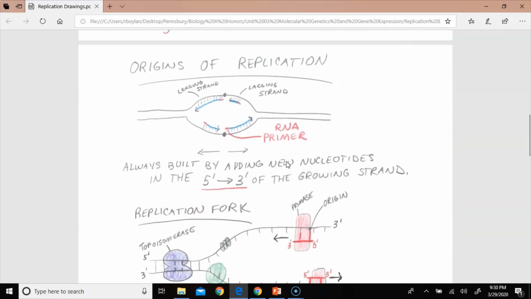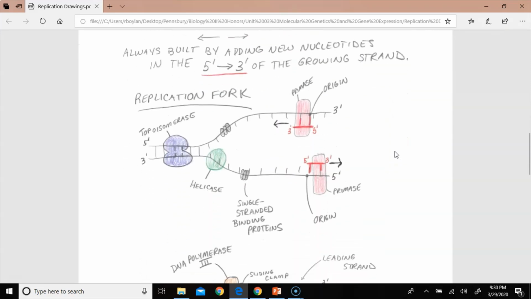Okay, so once you know that, we talked today about the origin of replication, how you have certain spots where DNA replication can begin, and it opens up these bubbles, and then at either side you're going to have the replication fork. So of course you need an RNA primer, and you're always going to build in the 5' to 3' direction. At this replication fork, you should know what all these enzymes do.